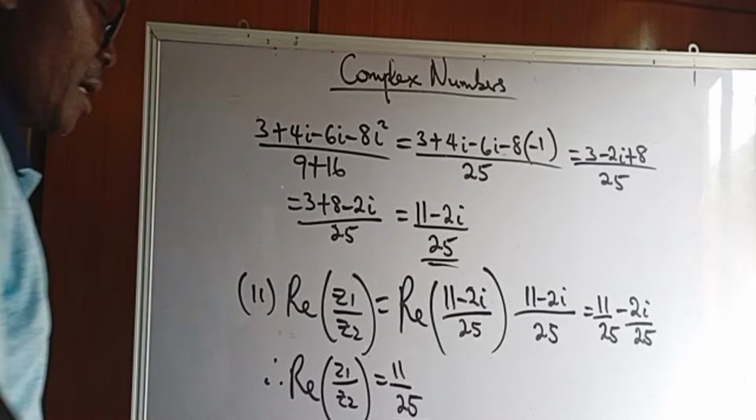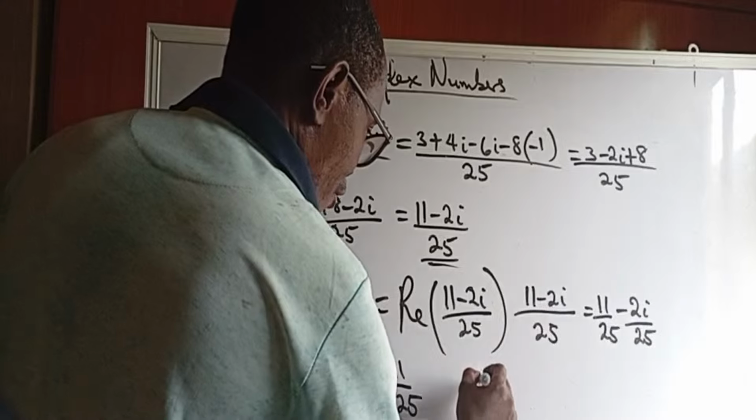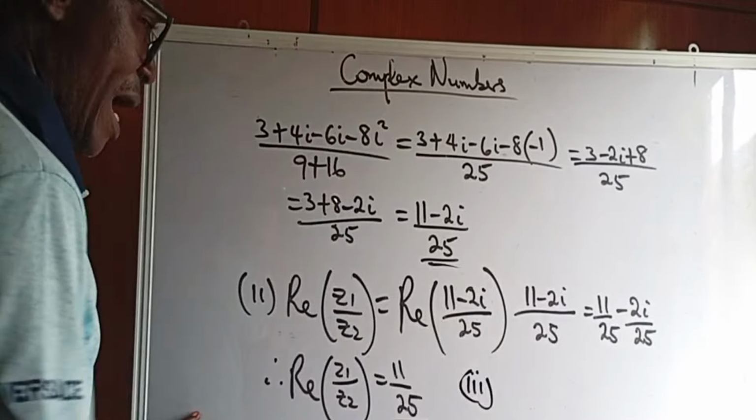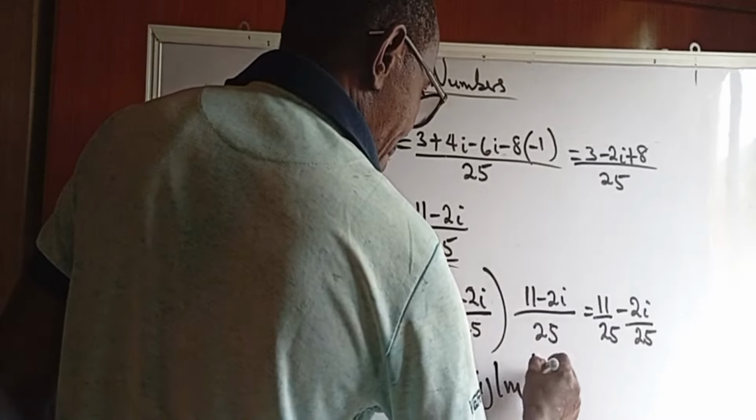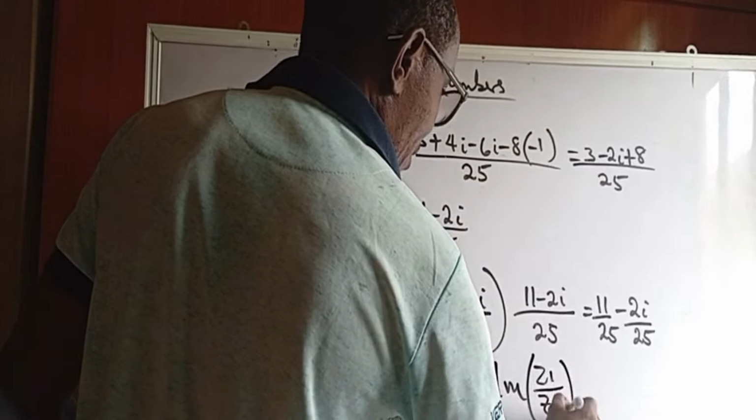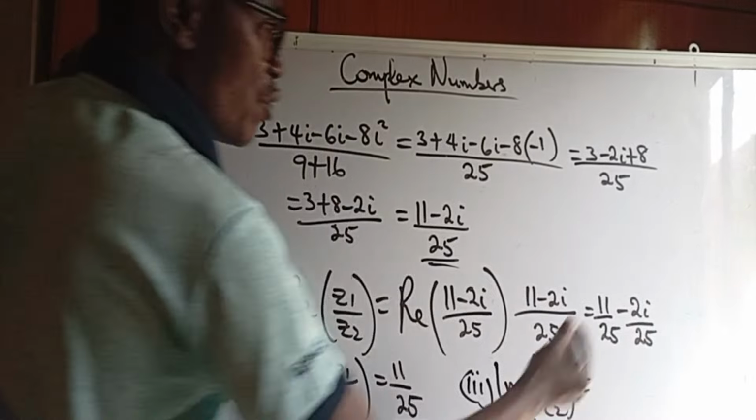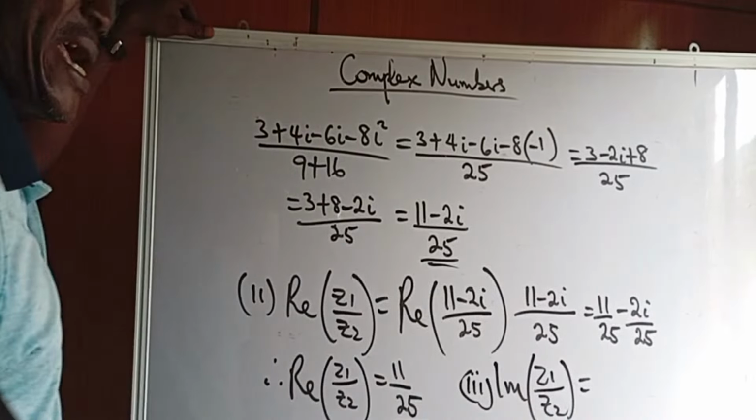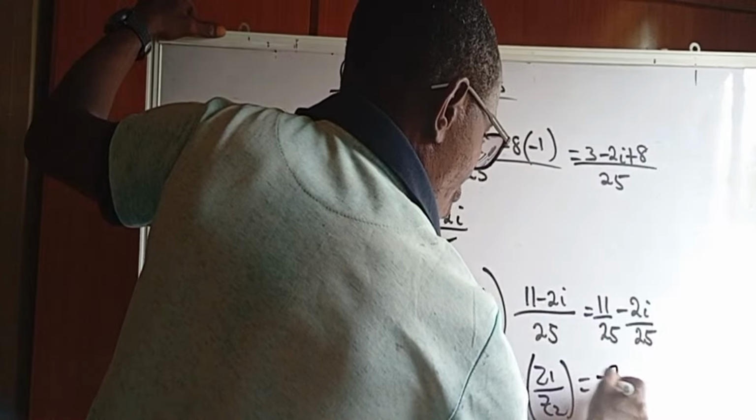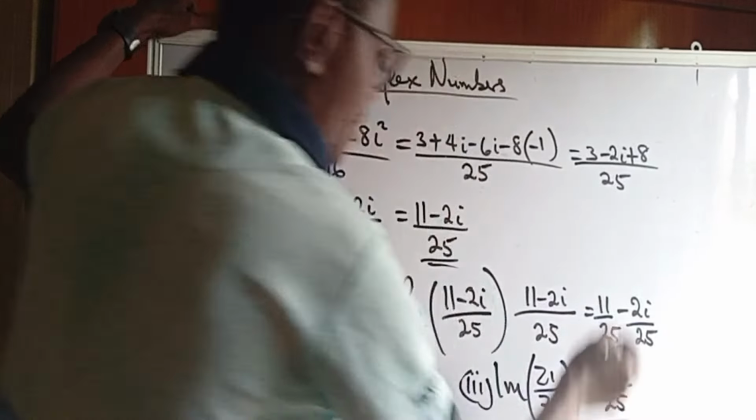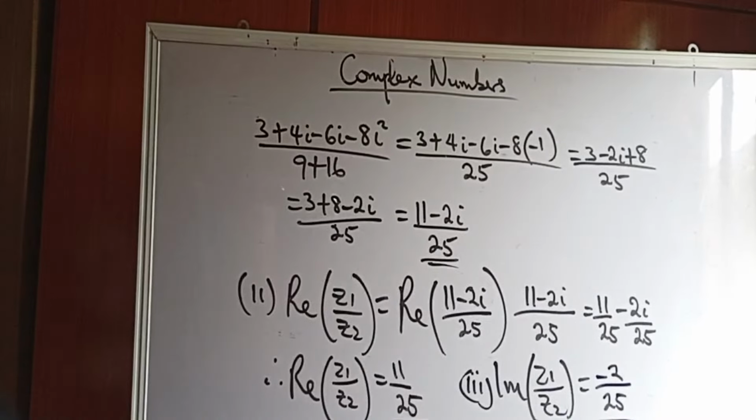Now the third question. Without wasting much of our time, we have to find what? The imaginary part of Z1 over Z2. So now going back to here, the imaginary part is what? The one that has i. That's what? Minus 2 all over 25. So the imaginary part of this problem is minus 2 all over 25.